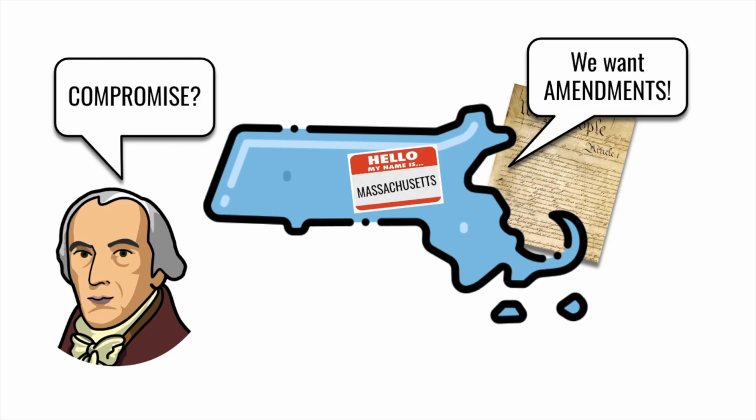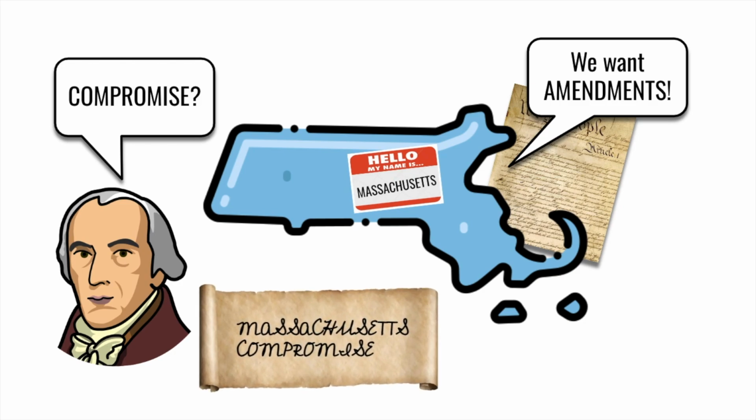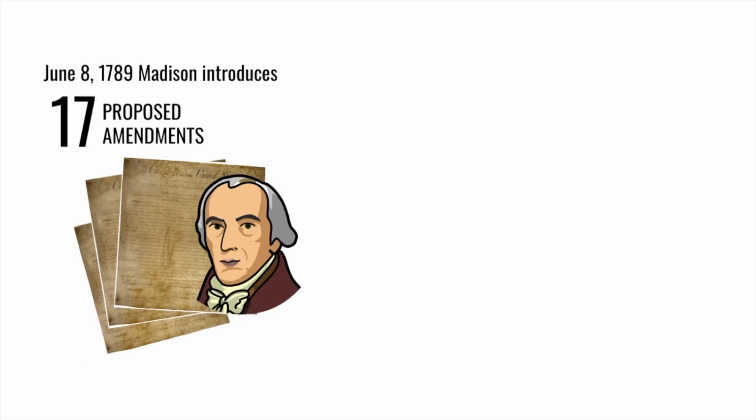But this has to be resolved before major states like Massachusetts, Virginia, and New York ratify the Constitution. So the Massachusetts Compromise is made, which essentially says that the state of Massachusetts will agree to ratify the Constitution in exchange for the addition of a Bill of Rights immediately following the creation of this new government under this new Constitution. And it all works out, actually.